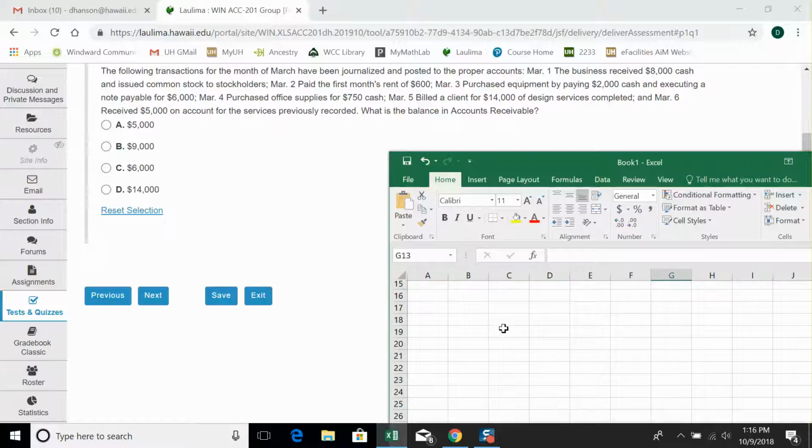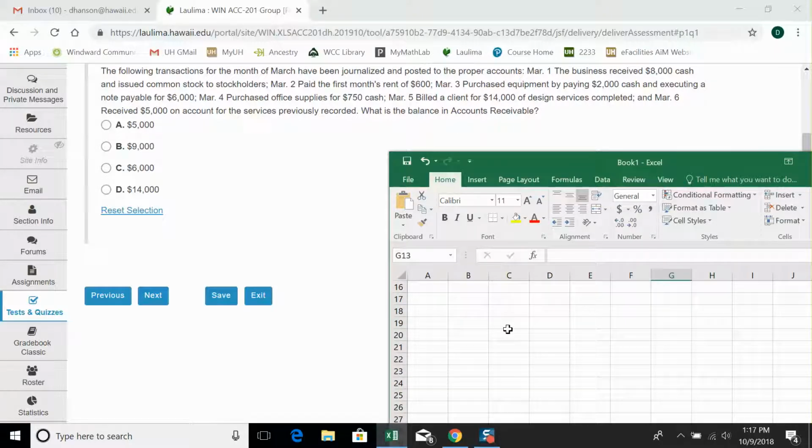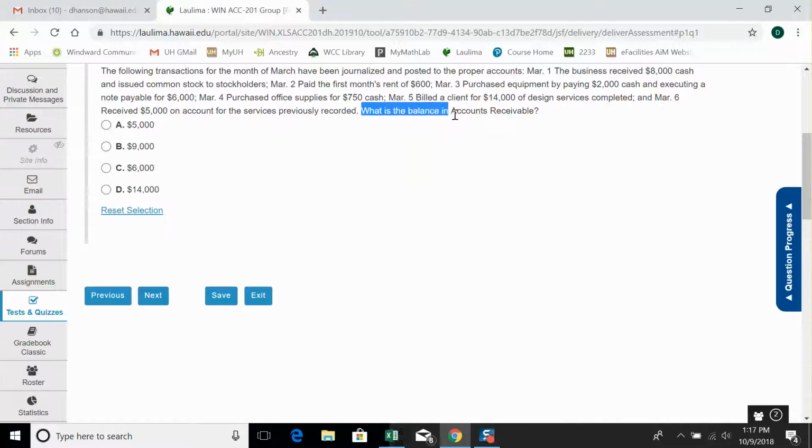Let's see what we do on this one. Okay, so the following transactions for the month of March have been journalized and posted to the proper accounts. Sometimes in a longer one like this, it helps for you to come down to the bottom and see what they want to know in the end. So I'm looking at this last phrase, and they're going to want to know what the balance in accounts receivable is at the end of all of these transactions.